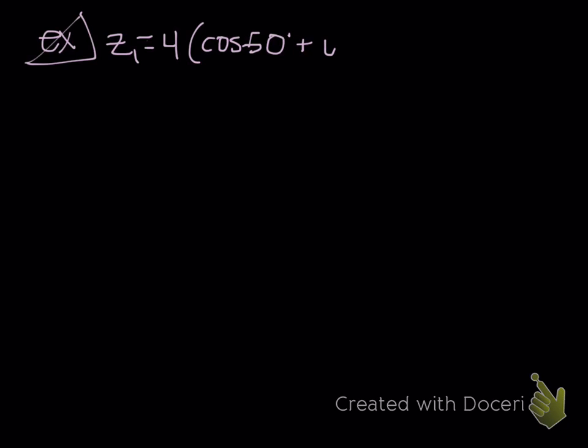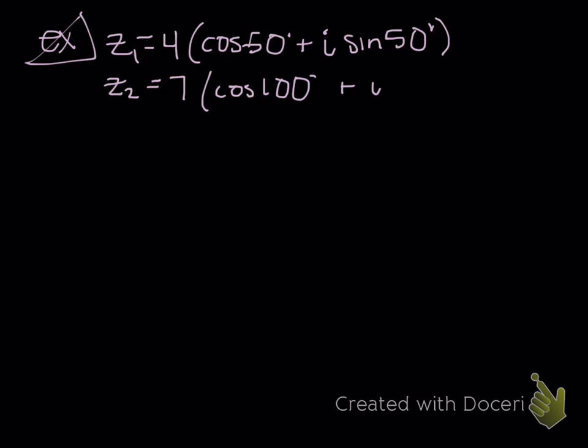So for our first example, our two complex values, so z1 is equal to 4 cosine of 50 degrees plus I sine of 50 degrees. And our second value, z2, is equal to 7 cosine of 100 plus I sine of 100 degrees. So obviously we could do this in radians or degrees, the same rules apply.